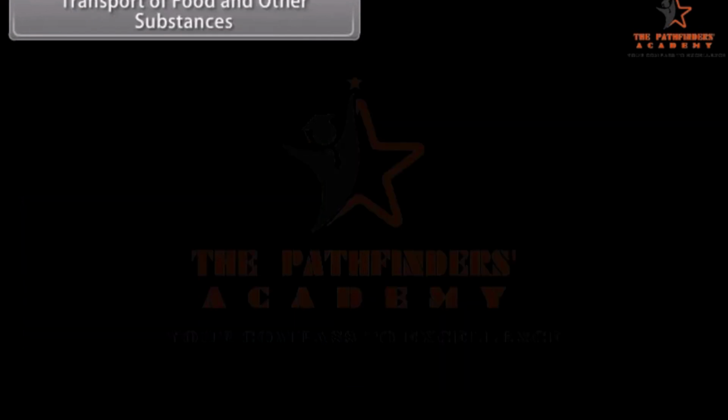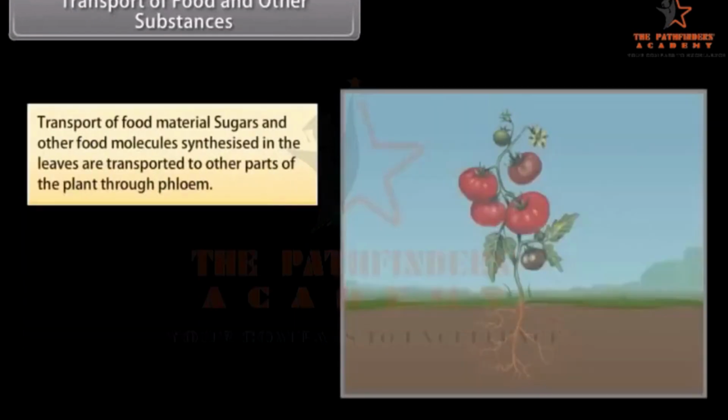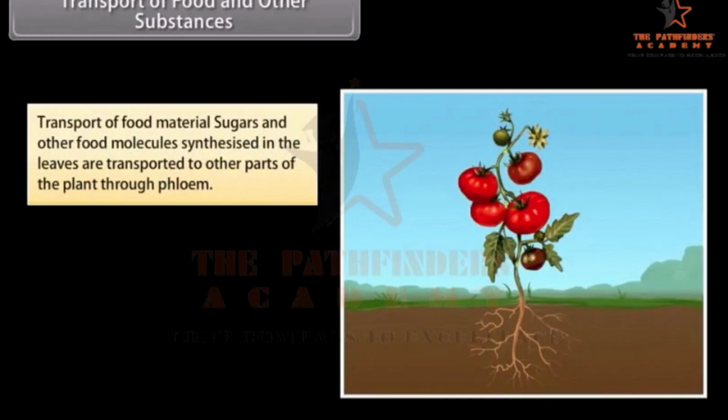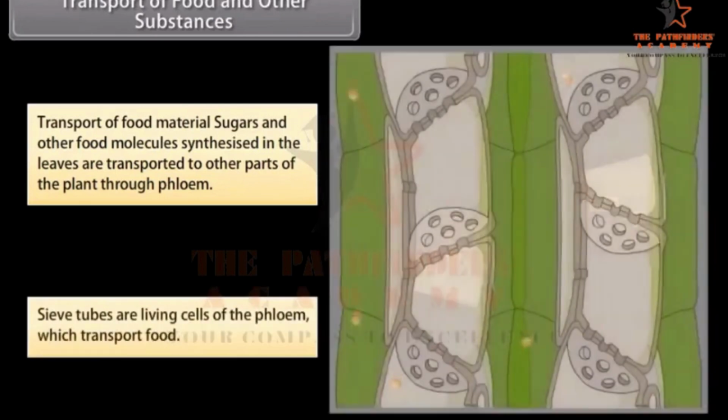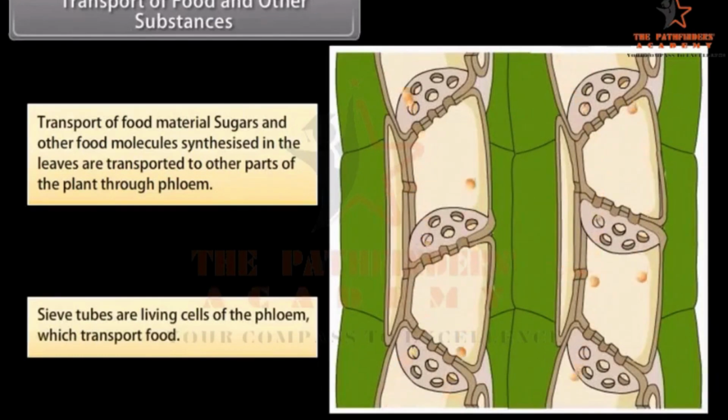Transport of food and other substances. Sugars and other food molecules synthesized in the leaves are transported to other parts of the plant through phloem. Sieve tubes are living cells of the phloem which transport food.